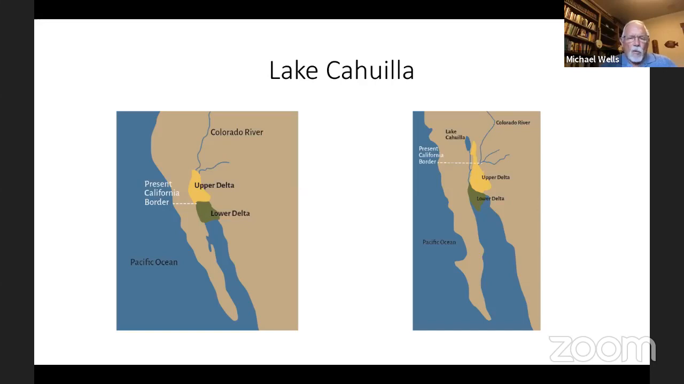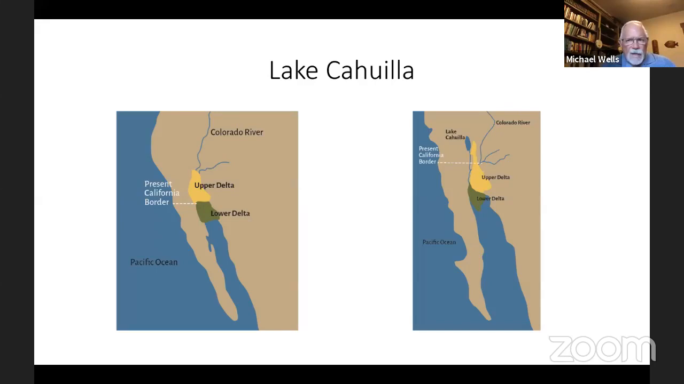And over time, it formed a large delta. And the delta sort of blocked off the north end of the Gulf of California and then impounded water behind it to the north. And that formed a lake, which formed probably originally about 2.5 million years ago. But then over time, as the course of the Colorado River shifted, the lake would be filled and then empty and filled and then empty.